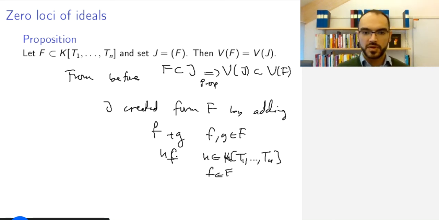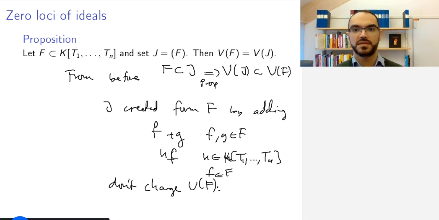And such polynomials will vanish at points where polynomials in F vanish. So we do not restrict the vanishing set by adding these functions. And so therefore they don't change V of F. So we have an equality.